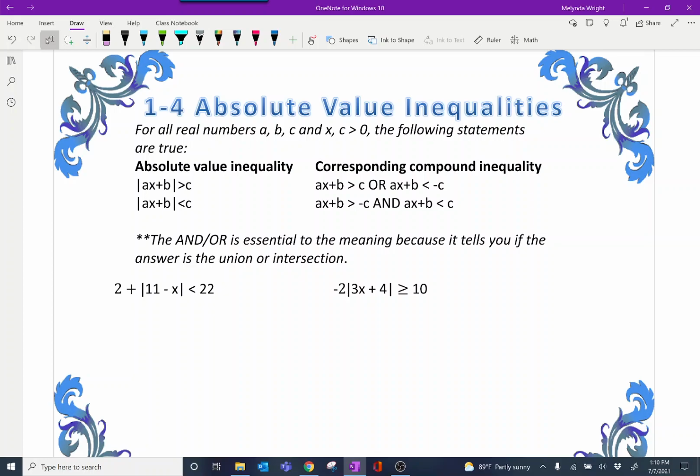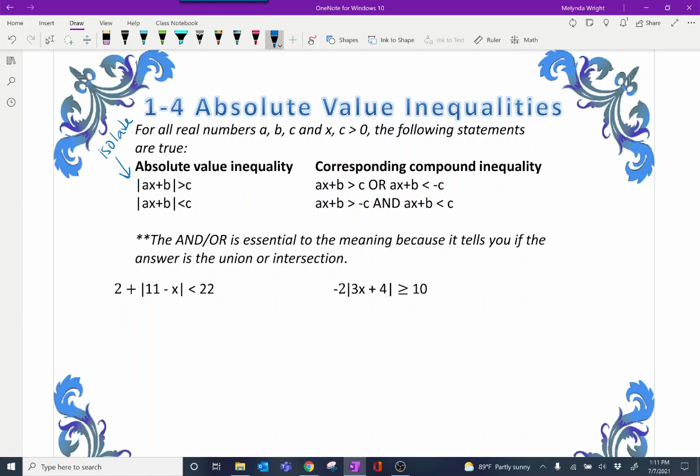All right, let's take a look at our lesson on absolute value inequalities. So we have a couple of different things going on here for our absolute value inequality, and it's really significant depending on which one you have. First of all, before you make the judgment, you need to isolate the absolute value part. You need to get it by itself.